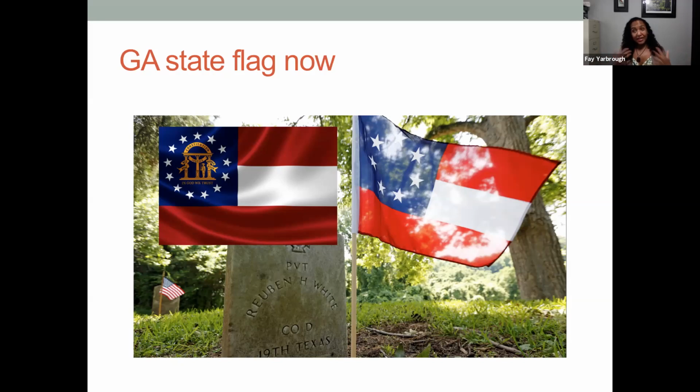Instead, we can't even say that as soon as Reconstruction ends that these flags make their appearance. It's actually later, and again, I think in response to specific events and to send specific messages to state populations, to the wider United States, in the case of the state of Georgia, to say a specific thing about how they feel about Brown v. Board of Education and school integration.